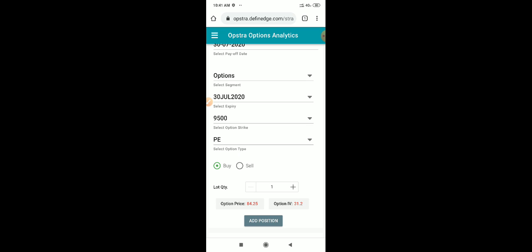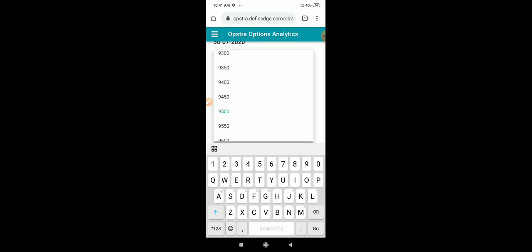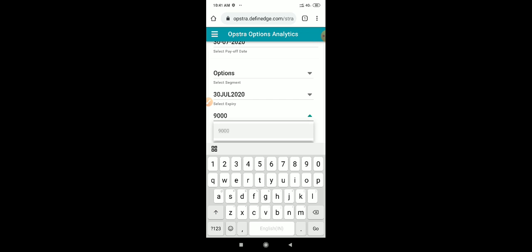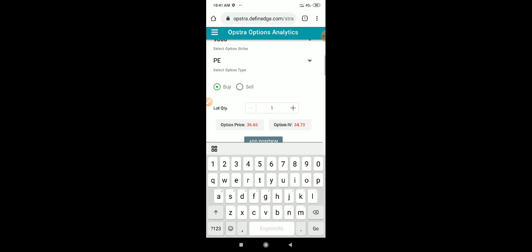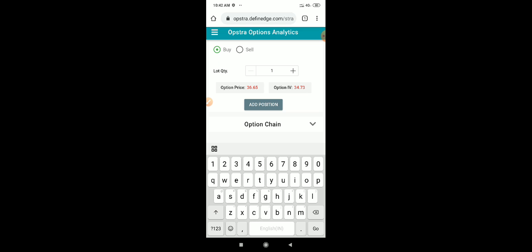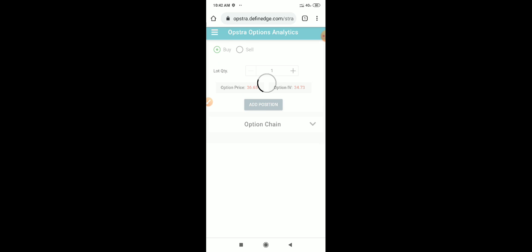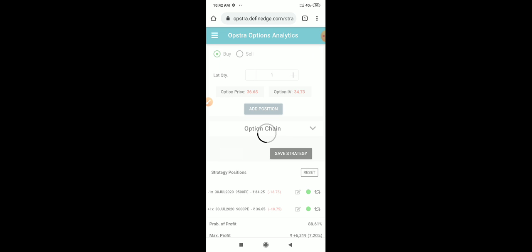For hedging purpose, I want to add the 9,000 strike, way deep to the 9,500 strike. I am adding this. Let's see what it's showing. Now I added the 9,500 put for selling. I added the 9,000 put for buying in the July series.